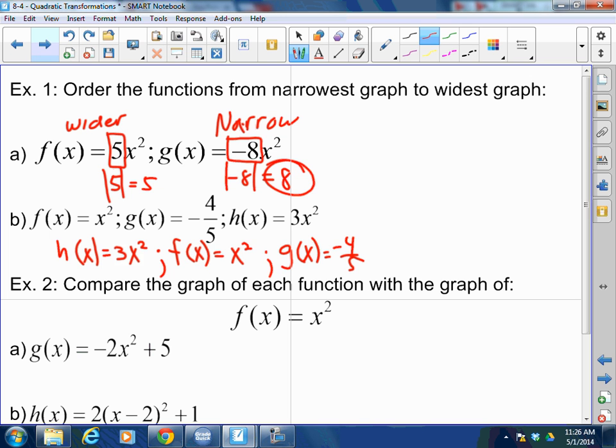Promise? Oh, yes, sir. I know we already said that. Change that negative 5 to a negative 8, please. Thank you, sir.